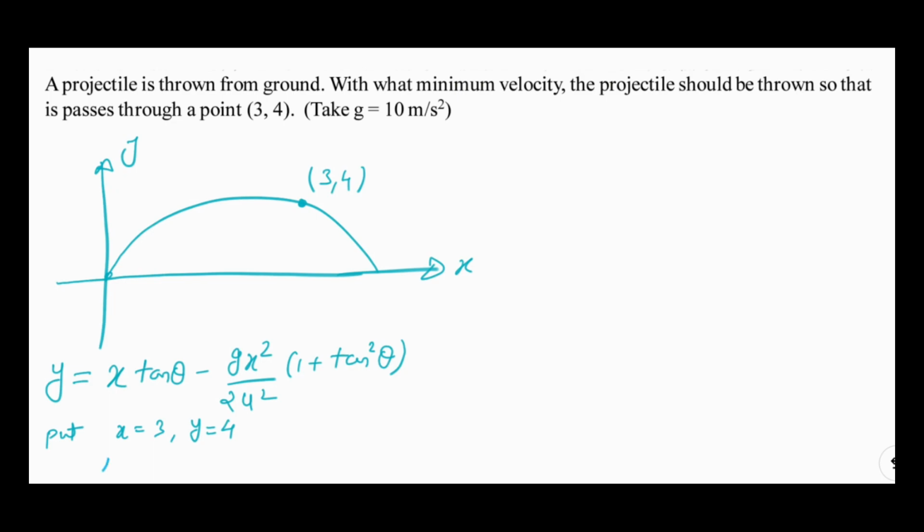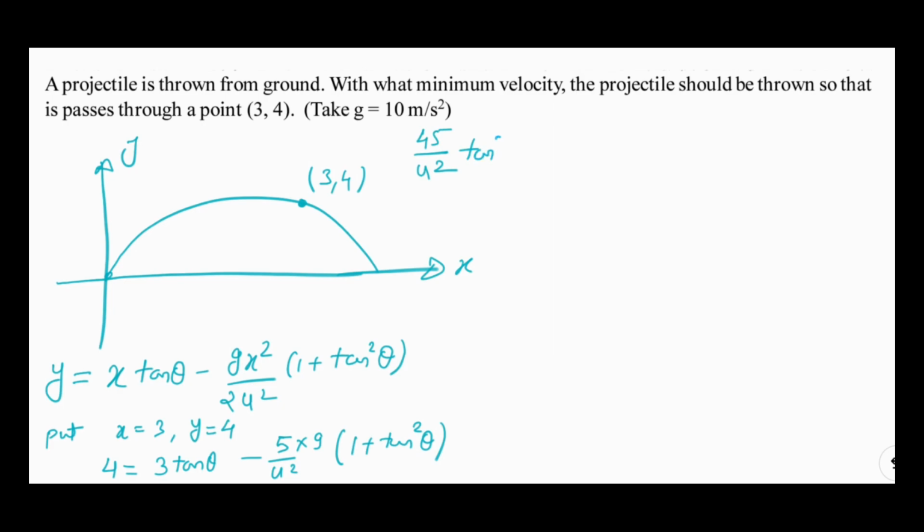If I put y as 4 and x as 3, I will get 4 equal to 3 tan theta minus g by 2u square into x square. Here g is 10, so g by 2 will be 5. X is 3, so its square is 9, multiplied with 1 plus tan square theta. We may arrange this equation: 5 into 9 is 45, so minus 45 by u square. Let's take it to the LHS, so I will get 45 by u square into 1 plus tan square theta.